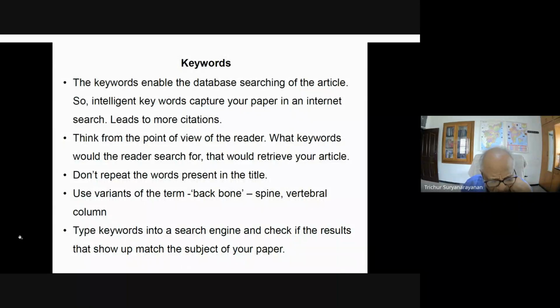So another way to decide the keywords is, once you have written your paper, you choose some words which fit the paper, and then type those words in a search engine and check if the results that show up are similar to the subject of your paper. So that way also you can choose suitable keywords.